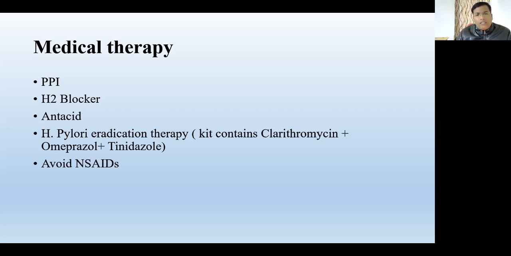And the next thing which can reduce the chance of development of peptic ulcer is to avoid using NSAID drugs. Or if you are giving an NSAID to any patient, you must give a PPI along with that, and minimal NSAID should be used to avoid these particular conditions.